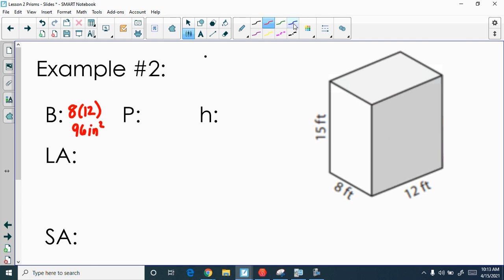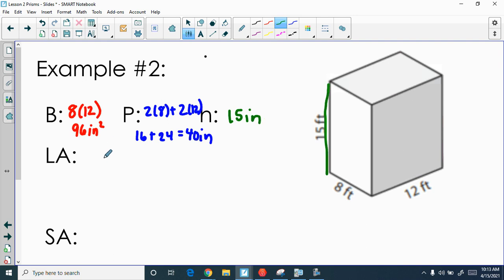Our perimeter is going to be 2 times 8 plus 2 times 12. So that's 16 plus 24, which equals 40. And our height is the piece we haven't used yet, so 15.